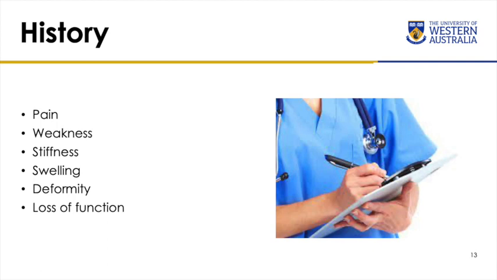Taking history for shoulder problems. Pain is the most common symptom. However, it is important to differentiate different types of so-called shoulder pain, as not all shoulder pain is necessarily from the shoulder joint. If the patient points to the top of the shoulder, you can think of acromioclavicular joint pain. If the pain radiates up to the neck, think of neck pain.